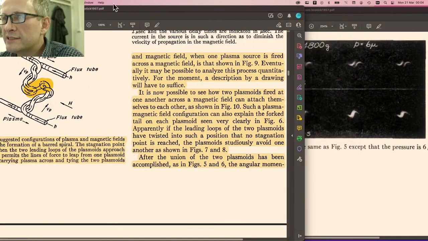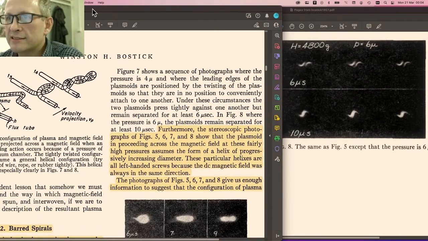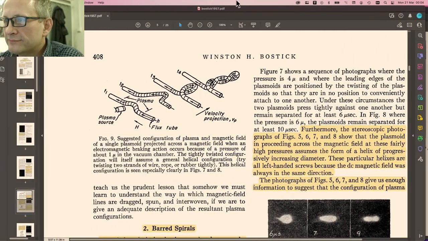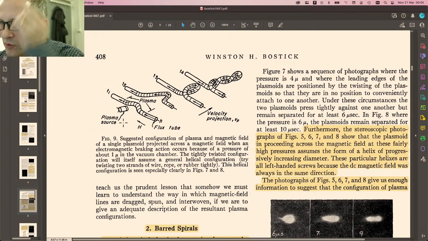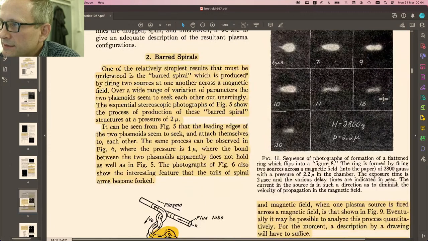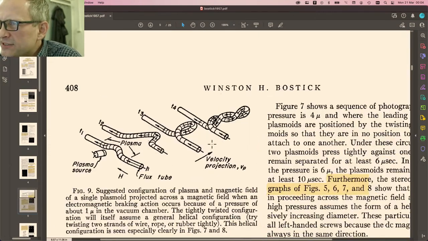which is that one, is it? No, that's 10. Figure 9 is here. Okay, so 9. So they're saying that it forms this type of structure. Okay. And what does this structure look like?